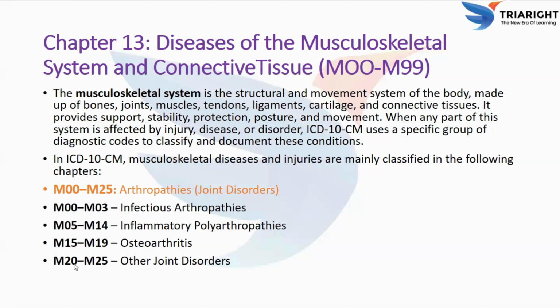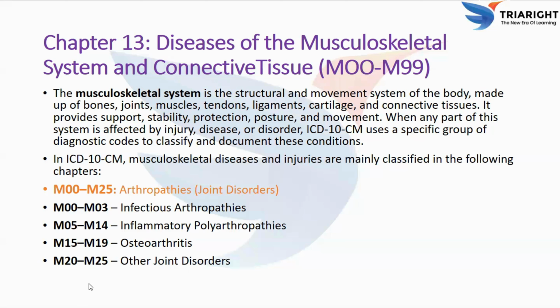M15 to M19 is for osteoarthritis. This is the most common joint disease, especially in older adults. Here you can see primary osteoarthritis and secondary osteoarthritis of the knee, hip, hand, spine, etc. What are the characteristics of osteoarthritis? It is a degeneration of cartilage. You can see the formation of bone spurs, and pain worsens with activity.